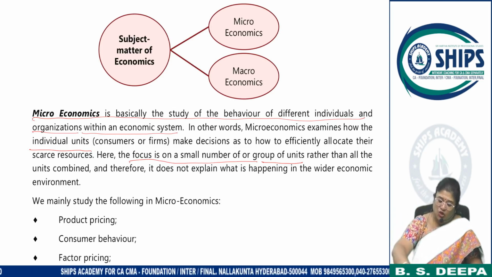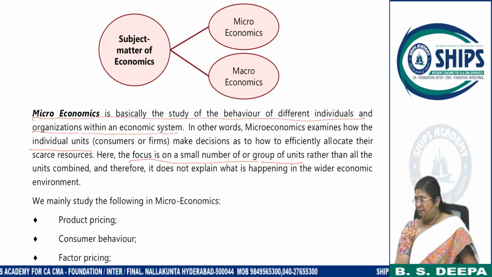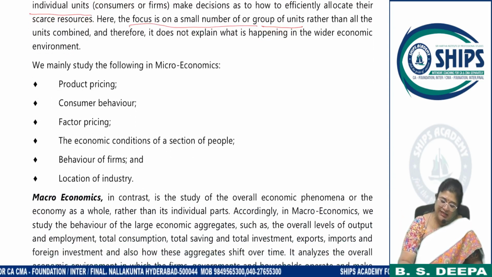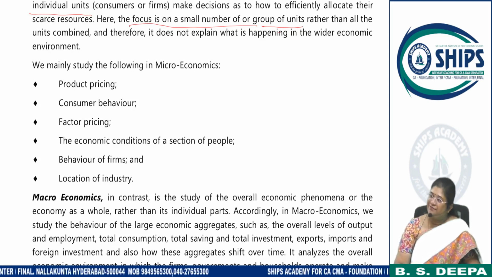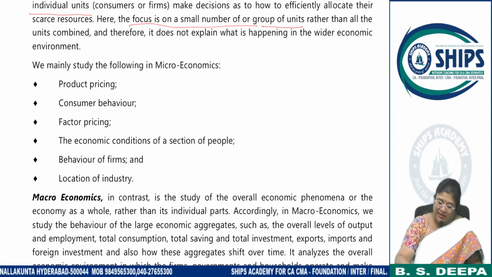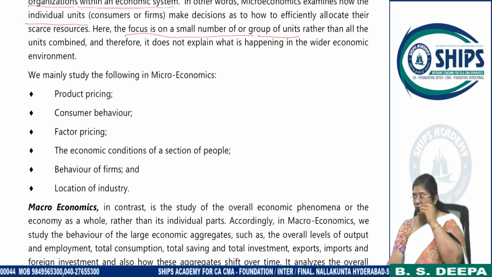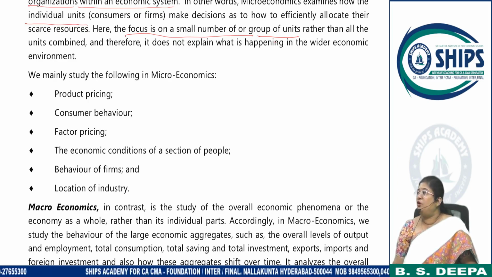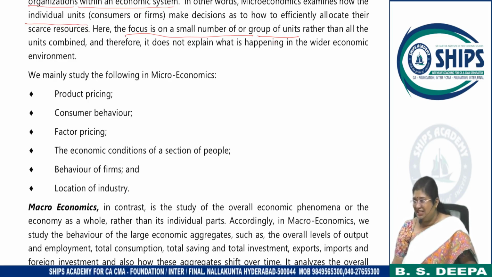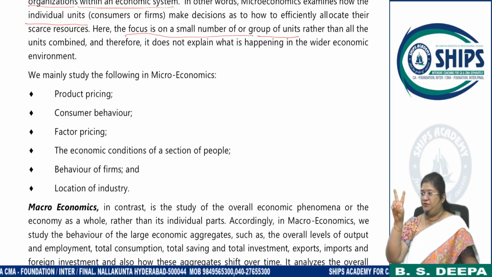So this is where we are talking about a small number or group of units rather than all the units combined. And what are we studying here? Product pricing. That is how each product's price is fixed. Now let me tell you that microeconomics is also called price theory. Because we are talking about product pricing, I want to tell you that microeconomics is also called price theory.